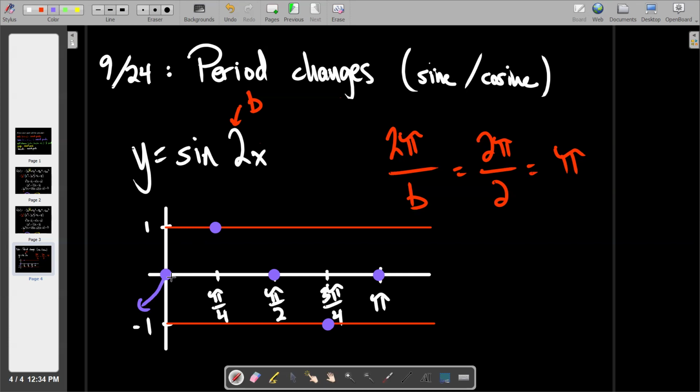And the only reason someone would know that this graph is any different is because they would come in and look at my scale. If I didn't label my x-axis with pi over 4, pi over 2, 3 pi over 4, and so on, then no one would know that we have a modified sine curve here, right? But it's the labels that are the key.